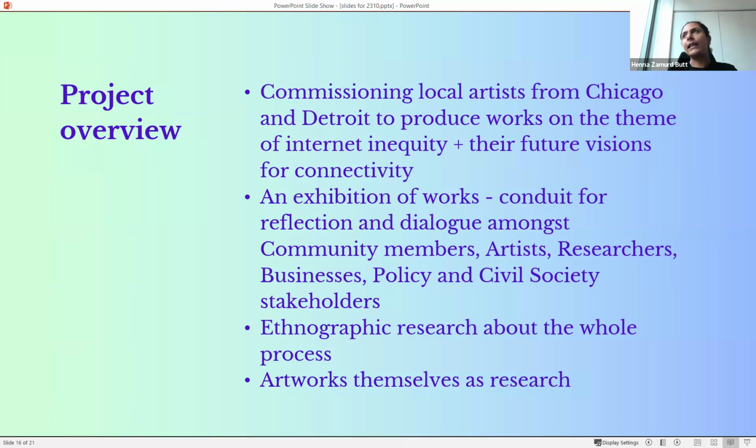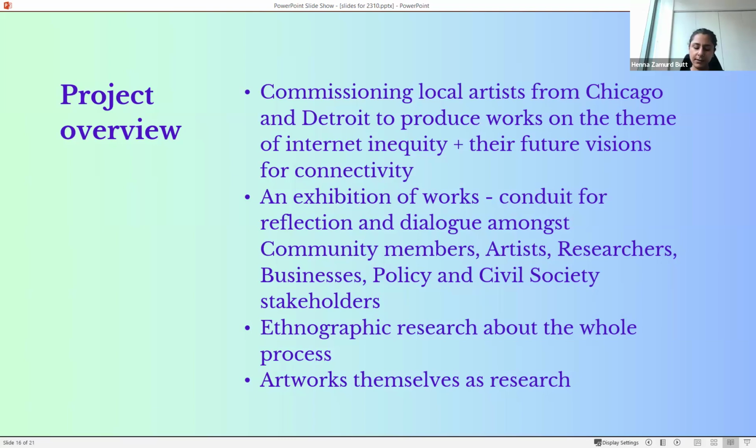The way that we're tackling that is we want to be able to invite people who are policymakers, who are internet service providers into the gallery space, into the exhibition space, to be confronted with some of that information. And we're doing that through a number of stakeholder engagement events.